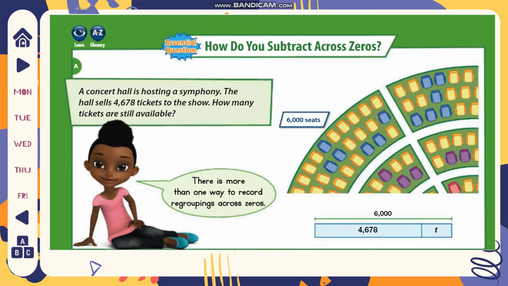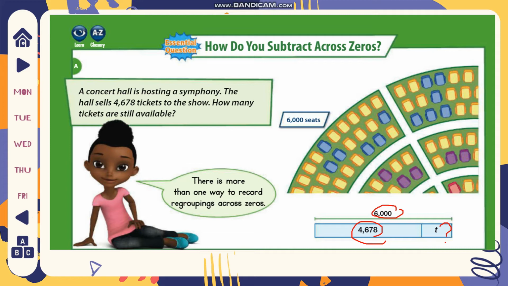Let's find out on this example. A concert hall is hosting a symphony. The hall sells 4,678 tickets to the show. So how many tickets are still available? There is more than one way to record regroupings across zeros. We have 6,000, the number of seats. Then the hall sells 4,678. Then you are looking for how many tickets are still available.